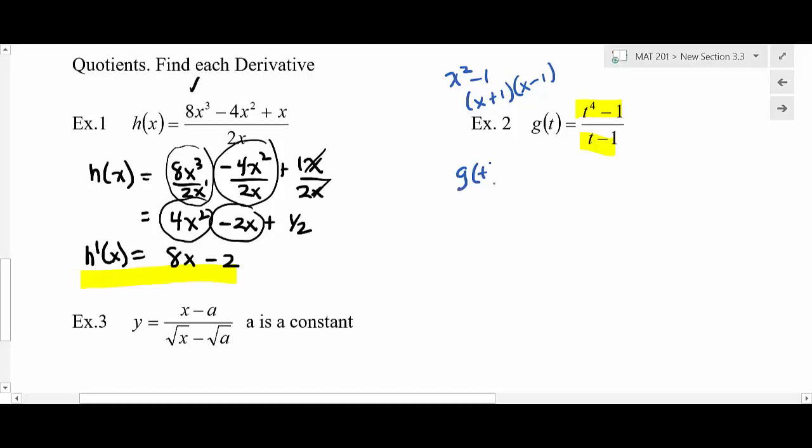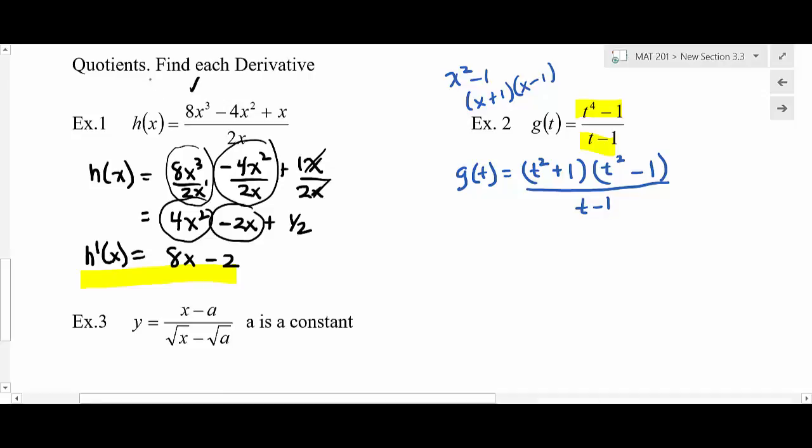So what I'm going to do is I'm going to write this as a difference of 2 squares. And when I factor that, the first term is t squared and t squared. The second term's 1 and 1. Then you have a plus and minus. Okay, and then you have that all over t minus 1. Okay, I'm still not done. Does the numerator factor any further?